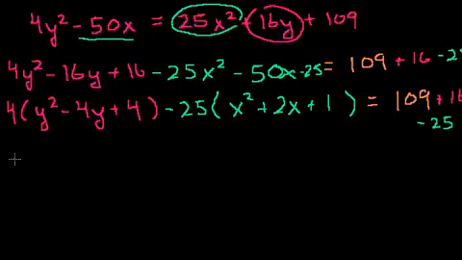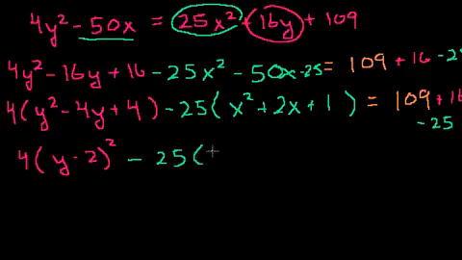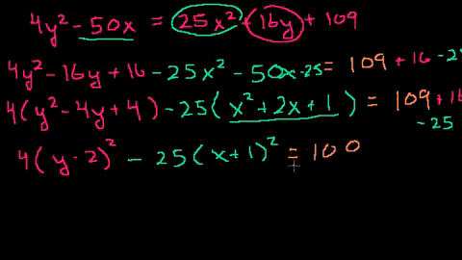And now what does this become? The y terms become 4 times y minus 2 squared. You might want to review factoring a polynomial if you found that step a little confusing. Minus 25 times x plus 1 squared. That's that right there. Is equal to, let's see, 109 plus 16 is 125, minus 25. It equals 100. We're almost there.